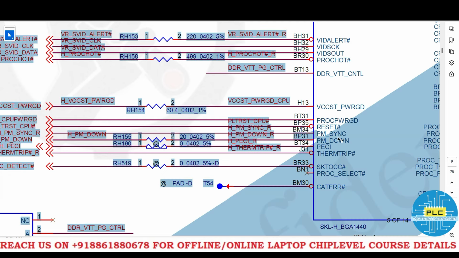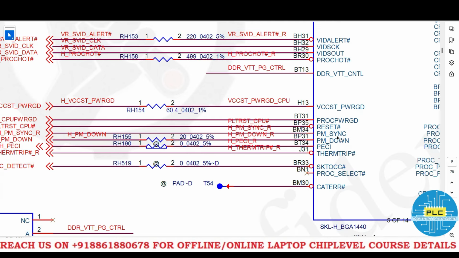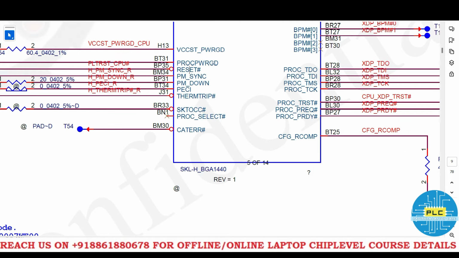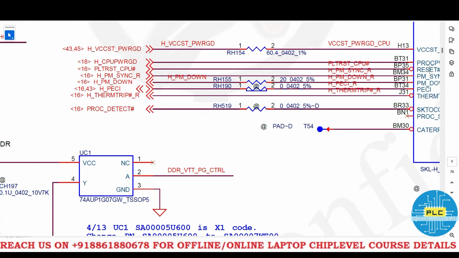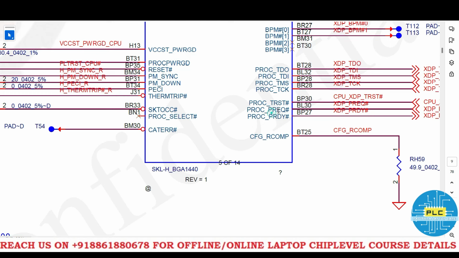PM sync is a power management related status that the PCH gives to the processor. This one is also an important signal. PM down, power management down. Here the CPU will be active once the PCH gives its report to the processor. Reset, this is a very, very important signal. What is that reset? Here PLT RST to the CPU is the platform reset from the PCH to the processor. The signal is towards the processor. Processor request is a request signal to do the work from the CPU.